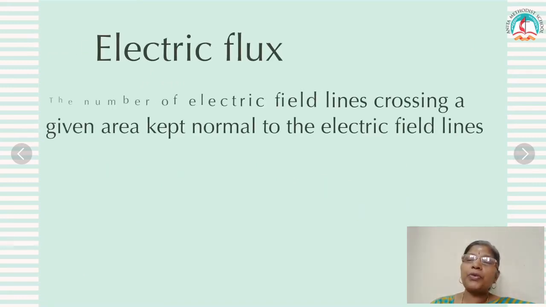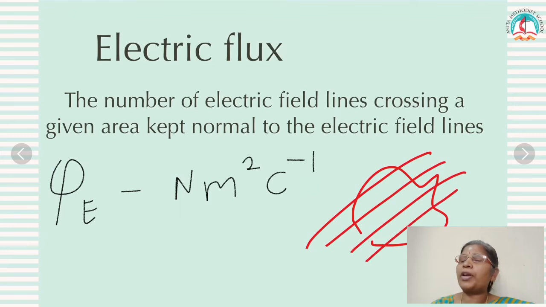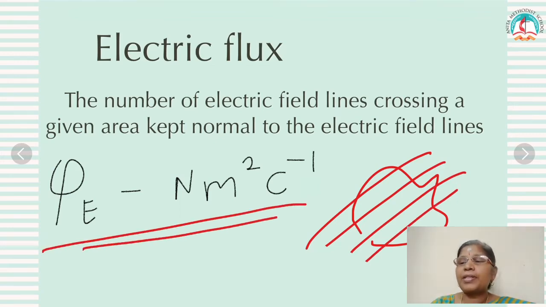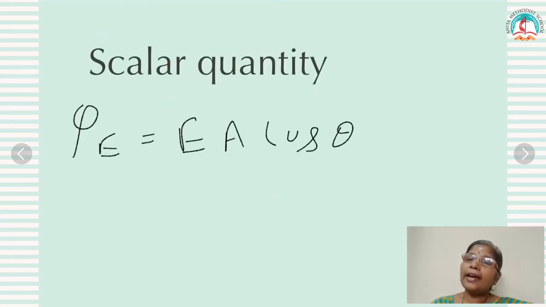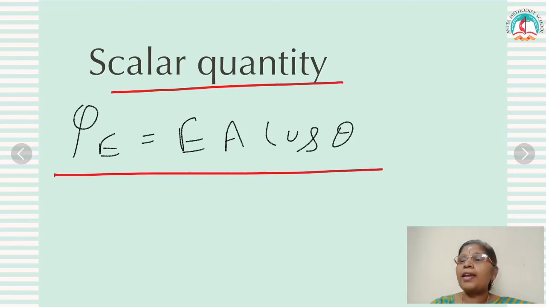Okay, now the next one is electric flux. What is electric flux? The number of lines crossing a particular area is called electric flux. Electric flux is represented by the symbol phi E. What is the unit of electric flux? N m squared C power minus 1. Electric flux is a scalar quantity. The formula for electric flux is phi E equal to E A cos theta.